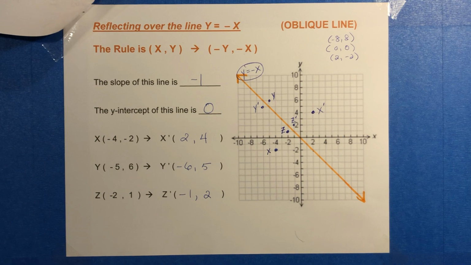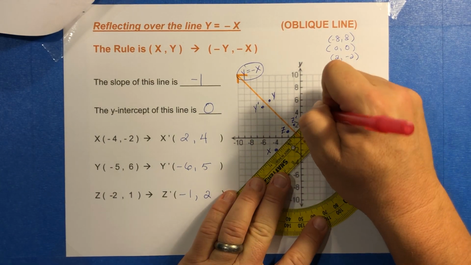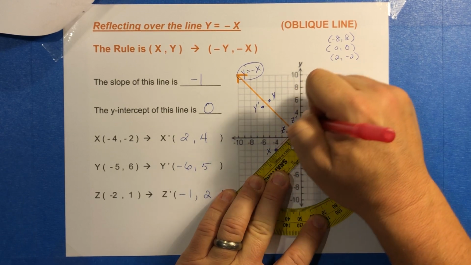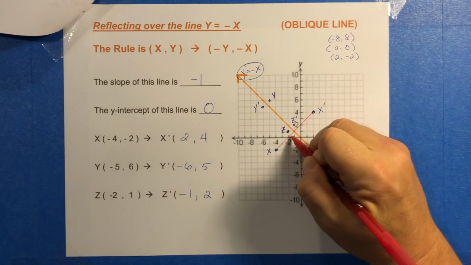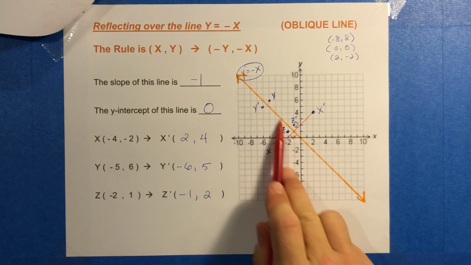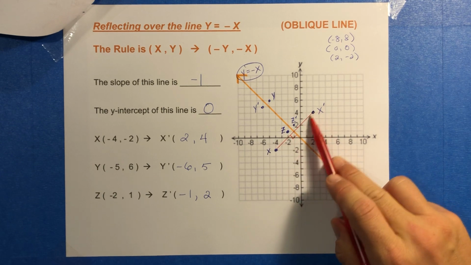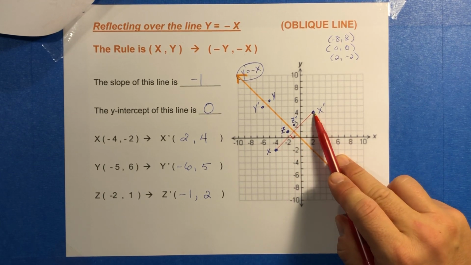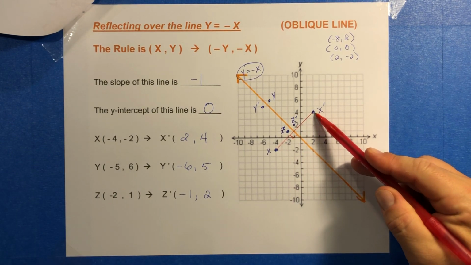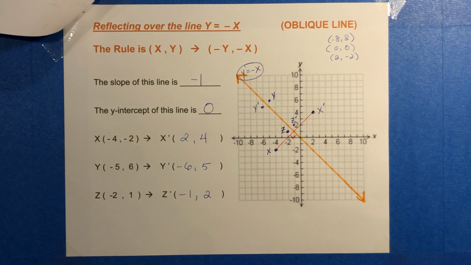But let's take, for example, the coordinates x and x prime. Hopefully, it should form that right angle. Now, what would we know about the slope of this line of symmetry, line of reflection, and this line connecting x to x prime? Their slopes would have to be opposite reciprocals.